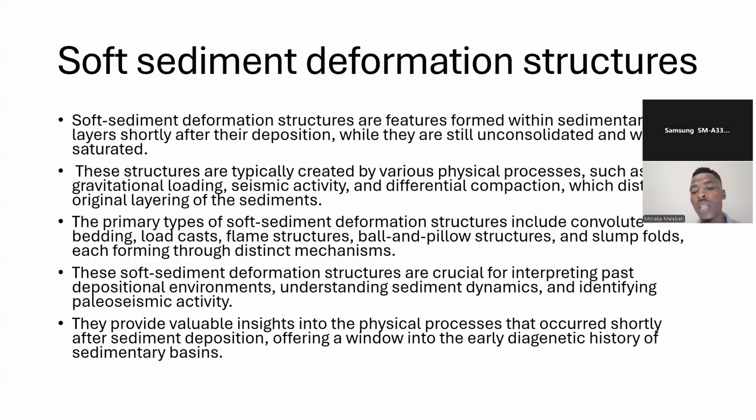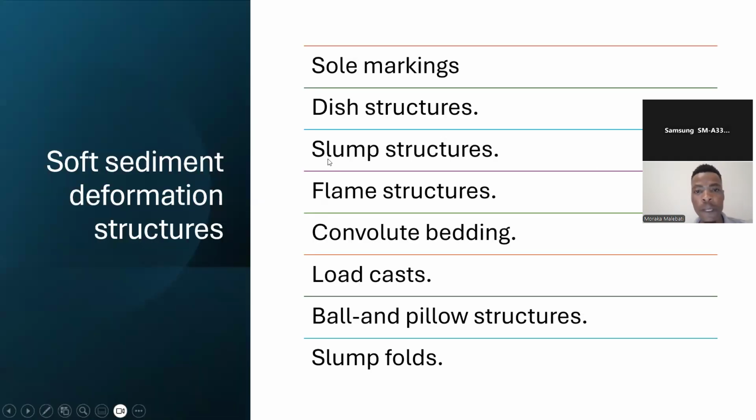These soft sediment deformation structures are very important for interpreting past depositional environments, understanding sediment dynamics, and identifying paleoseismic activity. They also provide valuable insight into the physical processes that occur shortly after sediment deposition, offering a window into the early diagenetic history of sedimentary basins. The ones we're going to be talking about today include sole marks, dish structures, slump structures, flame, convolute, load cast, ball and pillow, and slump faults.